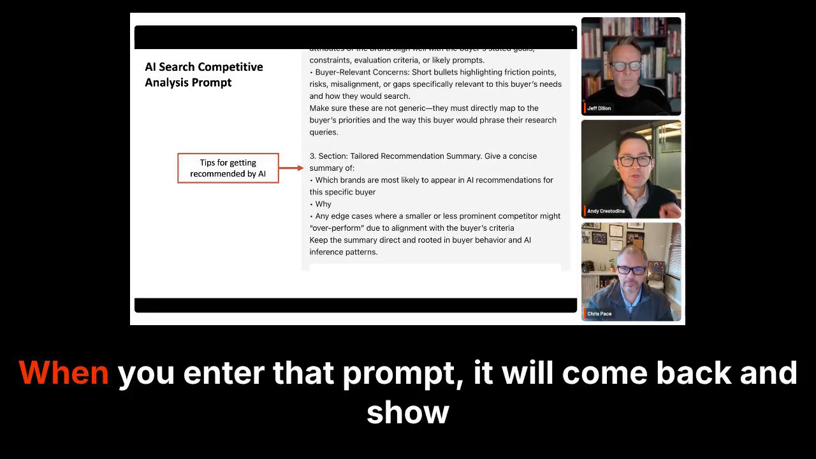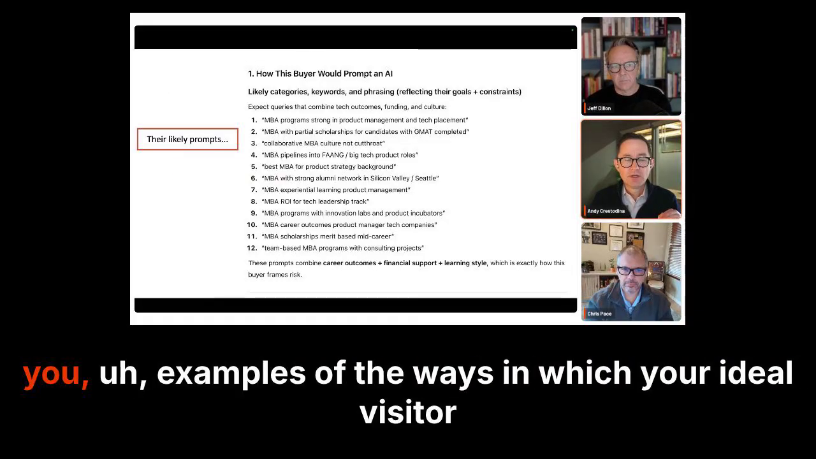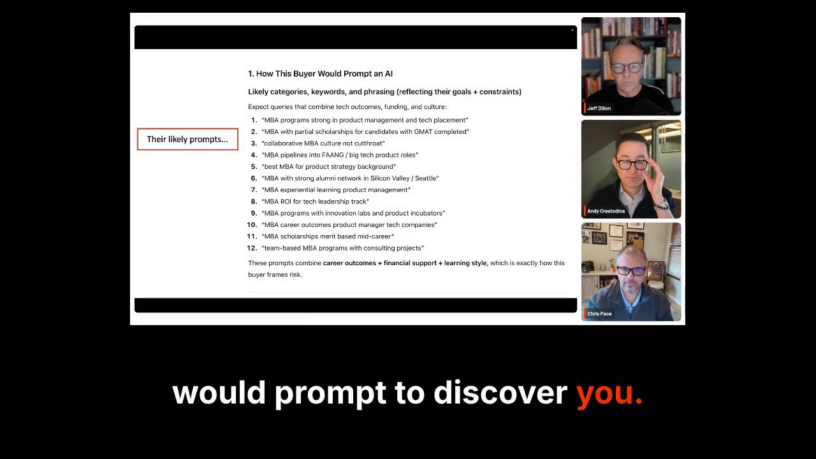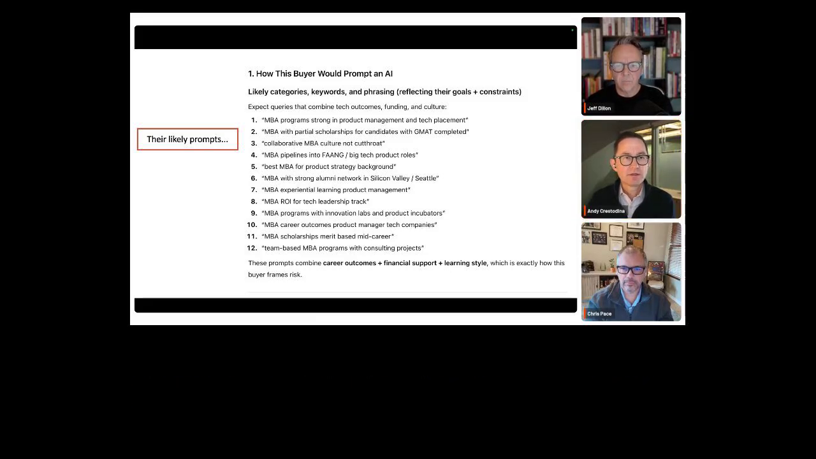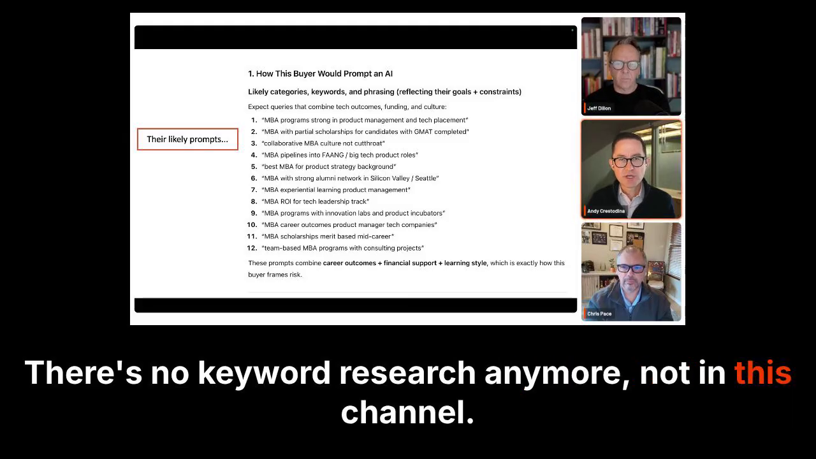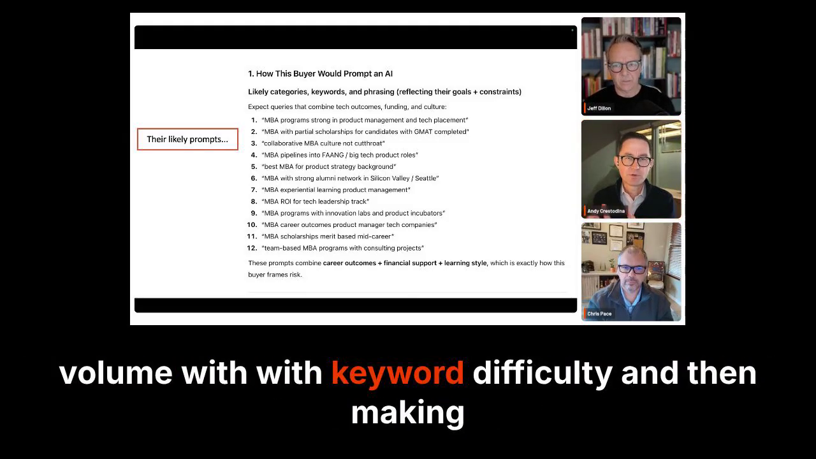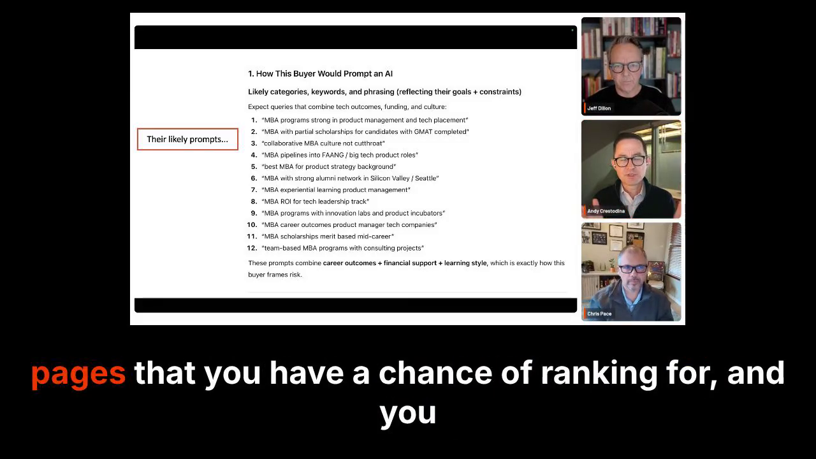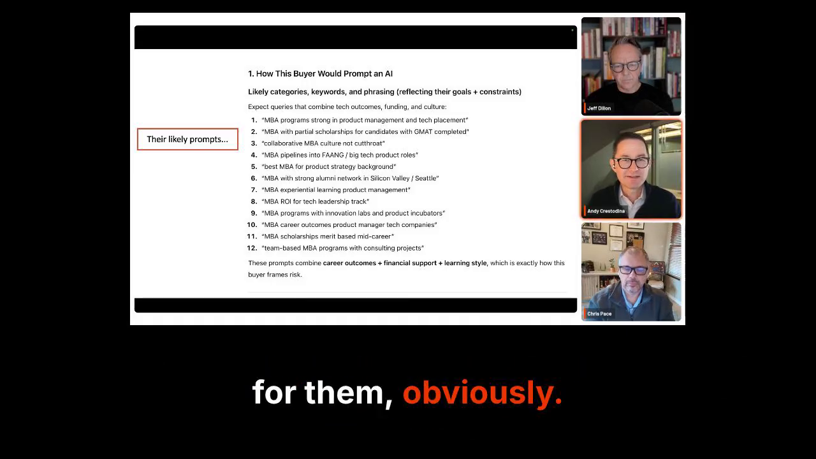Okay, when you enter that prompt, it will come back and show you examples of the ways in which your ideal visitor would prompt to discover you. Here they are. Prompt prediction is the new game. There's no keyword research anymore, not in this channel. Keyword research was always a matter of balancing search volume with keyword difficulty, and then making pages that you have a chance of ranking for, and you go, there are people searching for them, obviously.